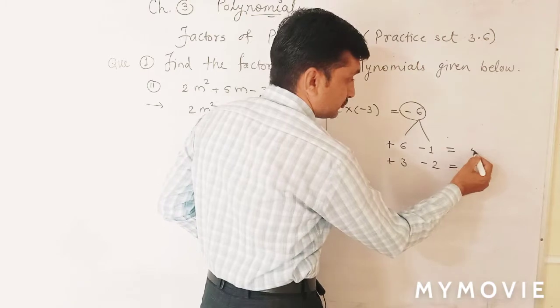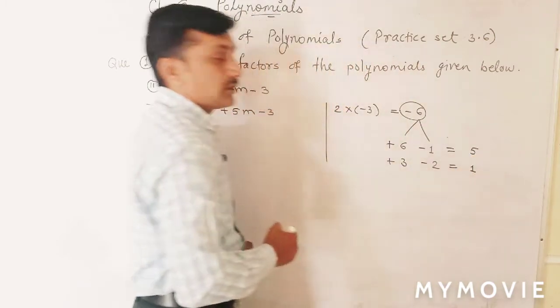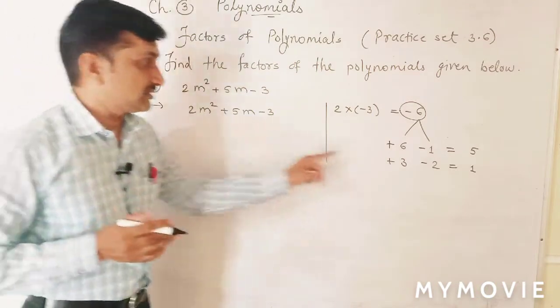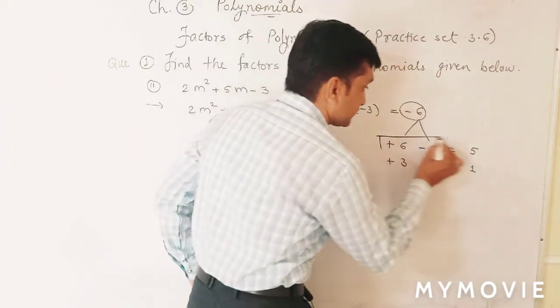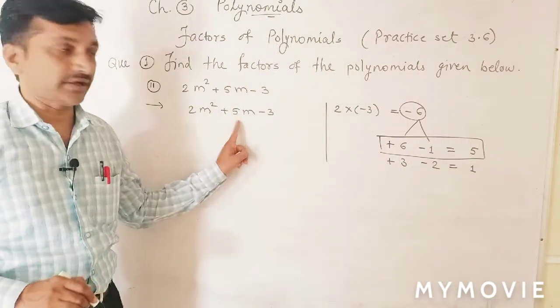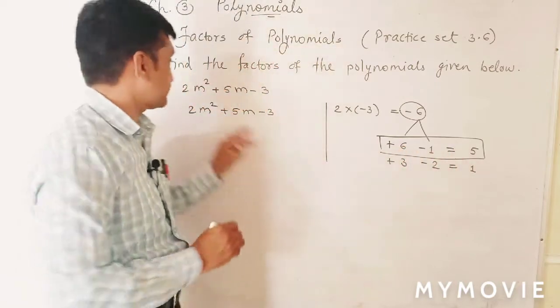6 minus 1, 5. 3 minus 2, 1. Now what is our middle term? Our middle term is 5. That's why these factors are correct, because the middle term is 5. 5 is here. These are correct factors.